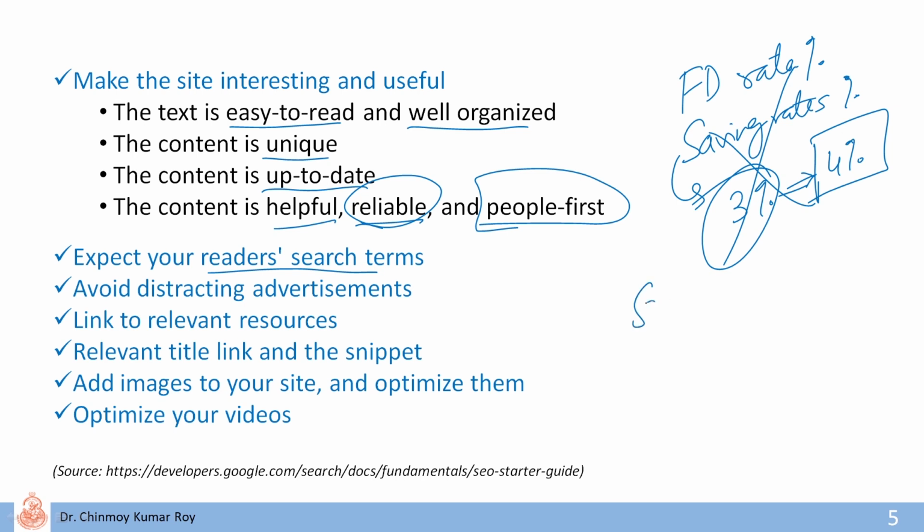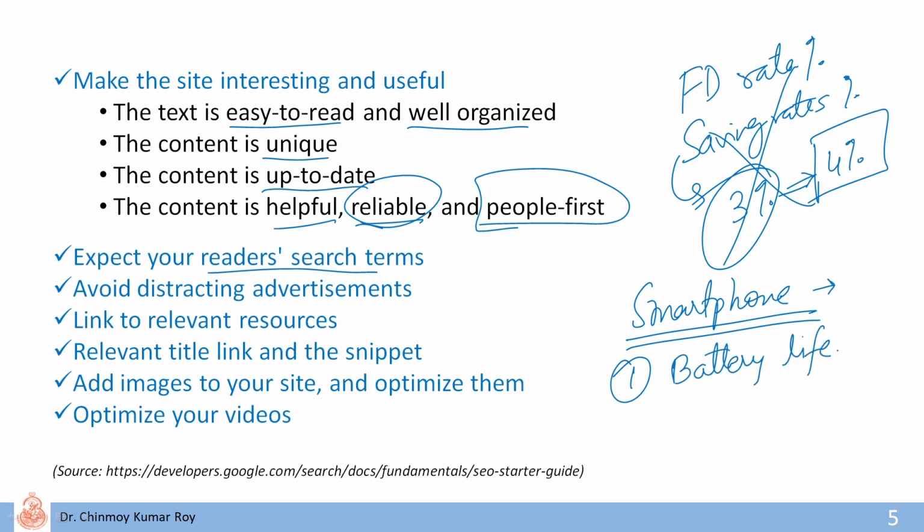For example, if you want to buy a smartphone, I am giving you the information based on a survey. Whenever a person goes for a smartphone, the majority of people are concerned about the battery life. That is the topmost concern. So if you are selling a smartphone, you should attach the word battery or battery life or high battery life or something like that. So it should be there in the keywords.